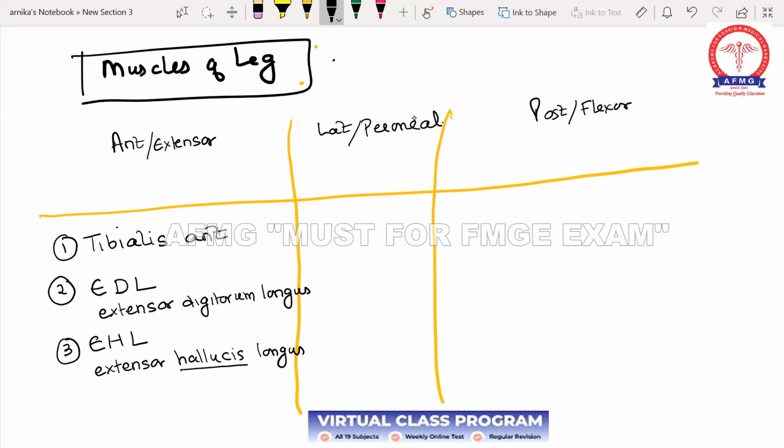This will have 4 tendons. It will go to the 4 digits, and this will have only one, the big toe.